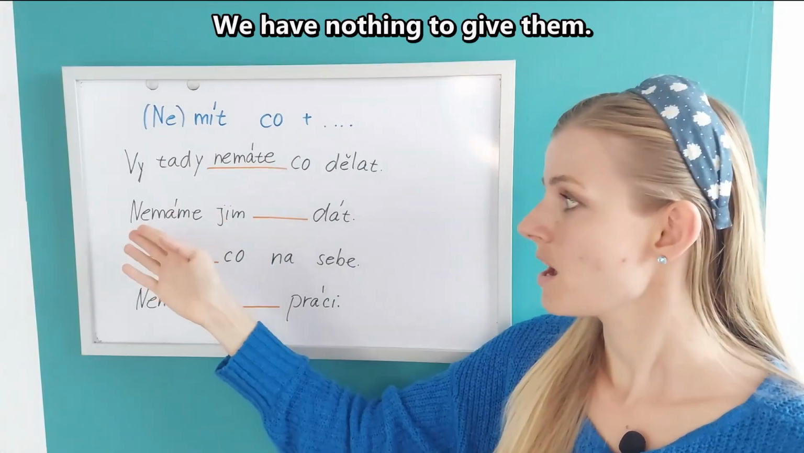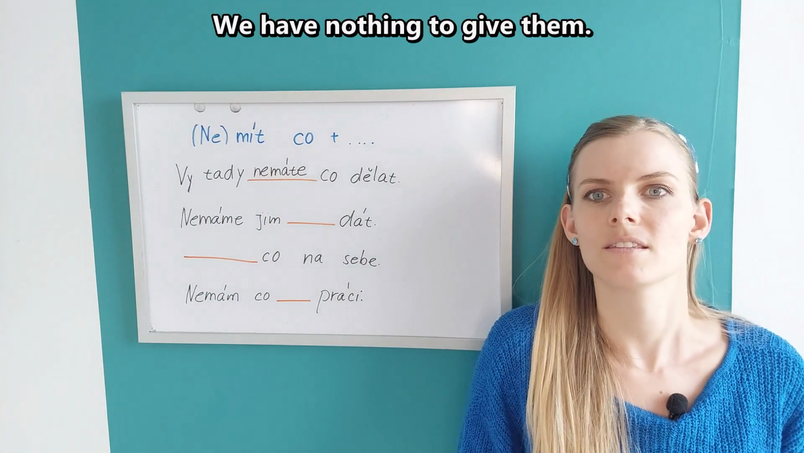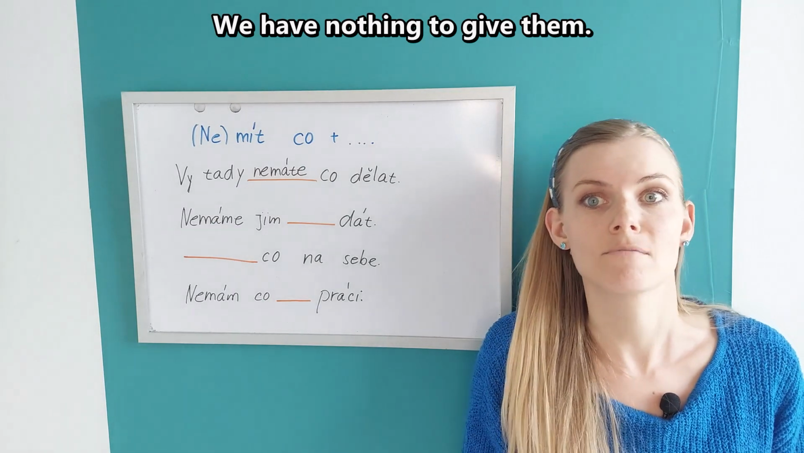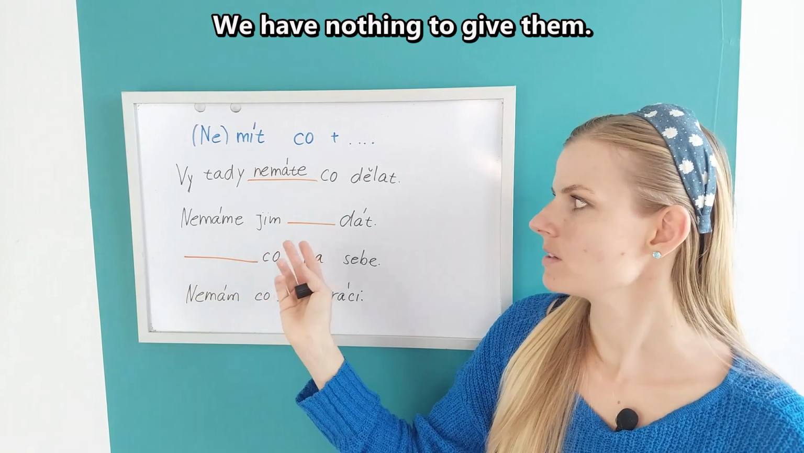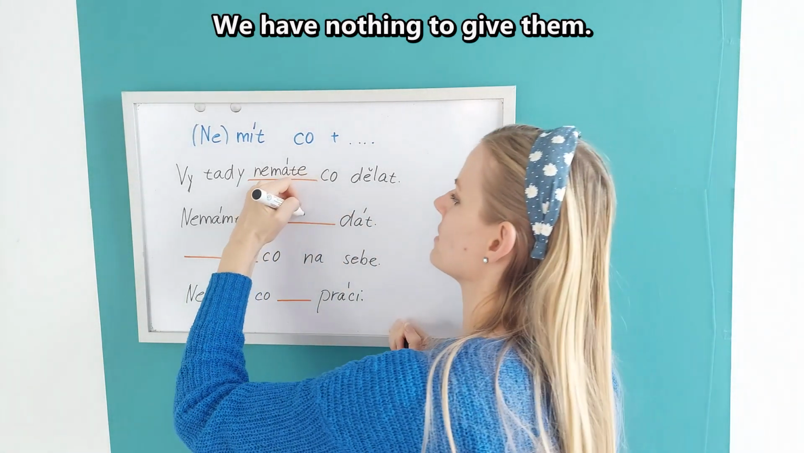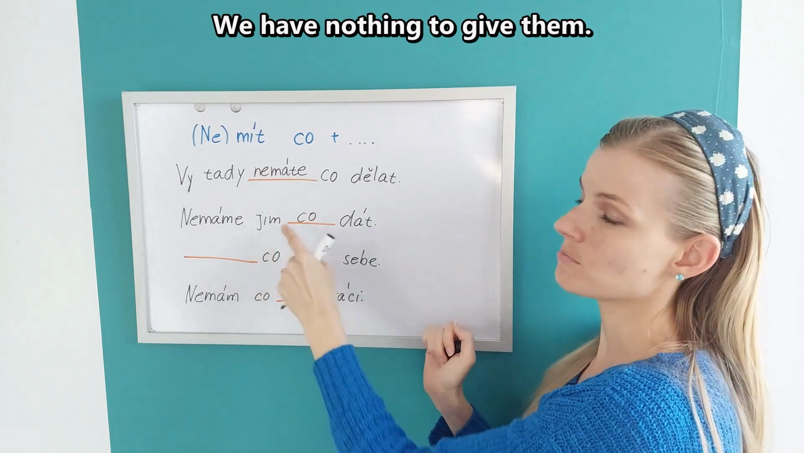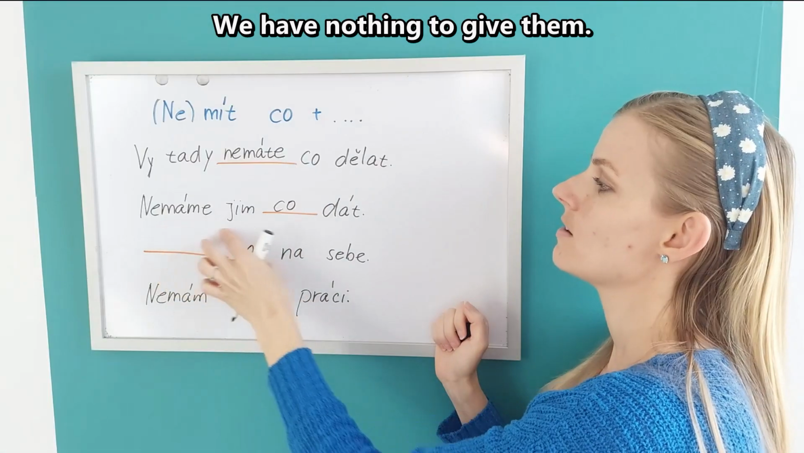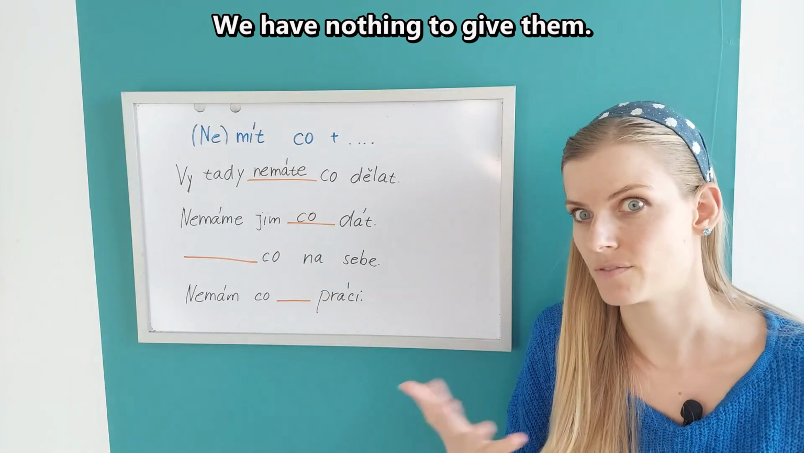Next sentence. We have nothing to give them. When kids come on a Halloween night and you forgot to buy candy, you say, we have nothing to give them. What's missing? Nemáme jim co dát. So this extra thing is jim, which means to them. We don't have anything to give them, to them, the dative case.